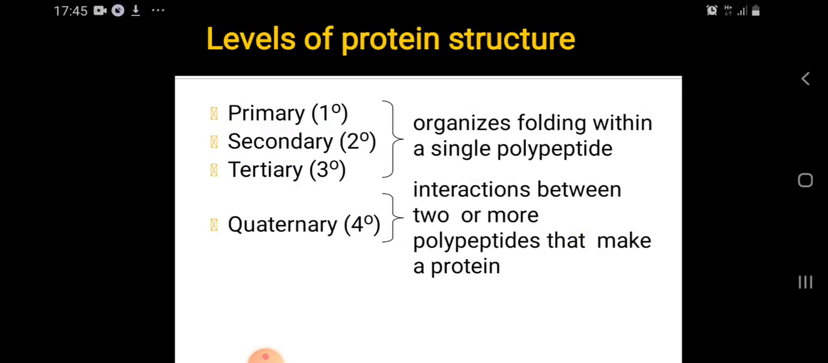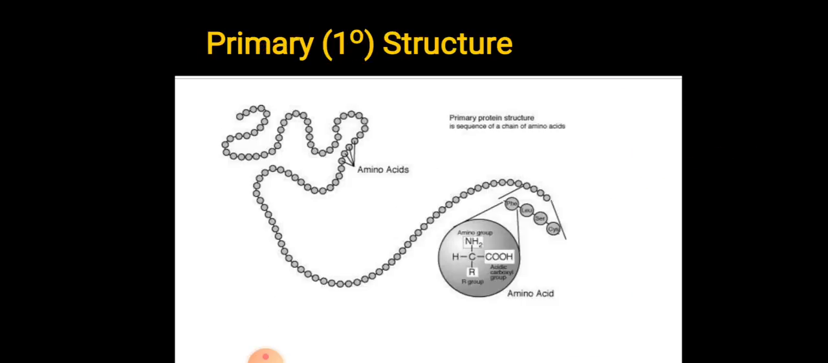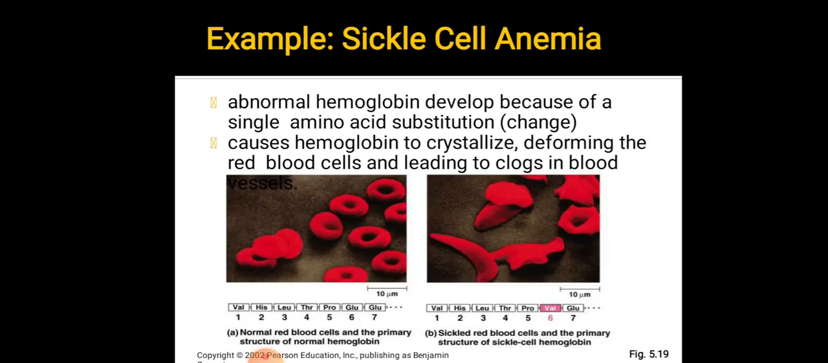Levels of proteins: there are four types, primary, secondary, tertiary. These three organize folding within a single polypeptide, whereas the fourth category, quaternary, involves interaction between two or more polypeptides that make a protein. Primary structure is a unique sequence of amino acids, determined by DNA. A slight change in primary structure can affect a protein's conformation and even its ability to function. Primary structure is a linear chain.